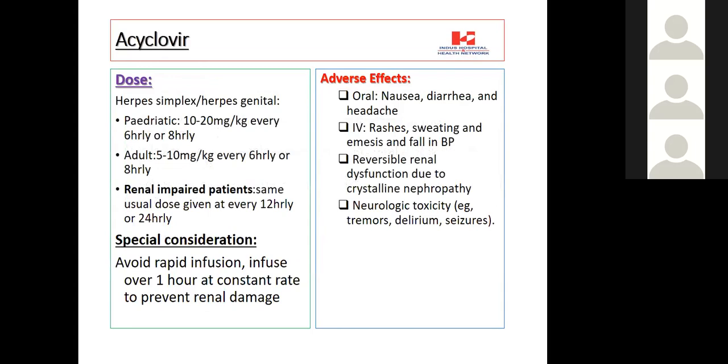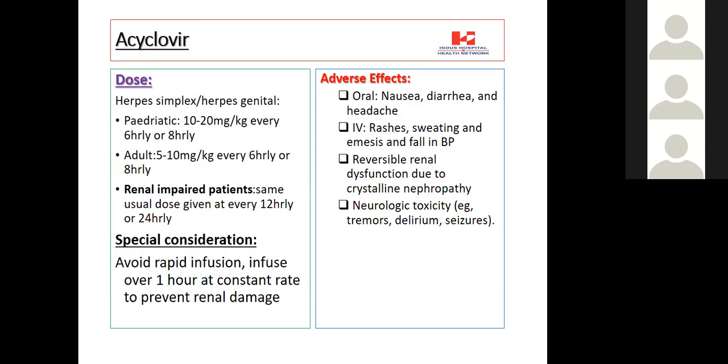These are the dosing informations. In pediatrics, we can go for 10 to 20 milligram per kg at maximum, and in adults we are giving, as a general recommendation, 5 to 10 milligram per kg every 6 hours or every 8 hours, depending on the indication, depending on the disease of that patient.